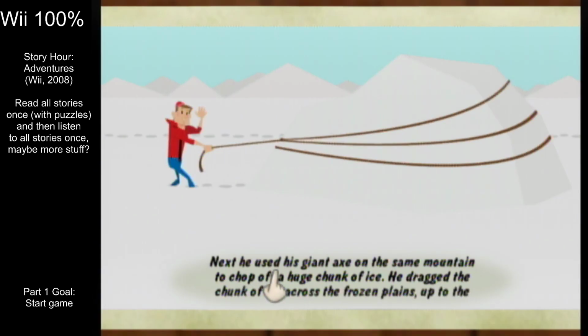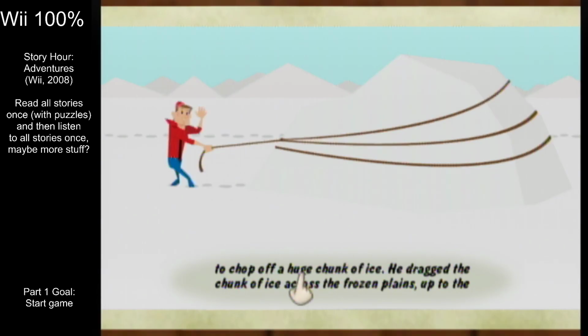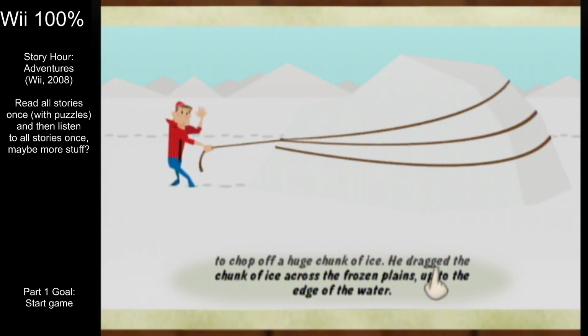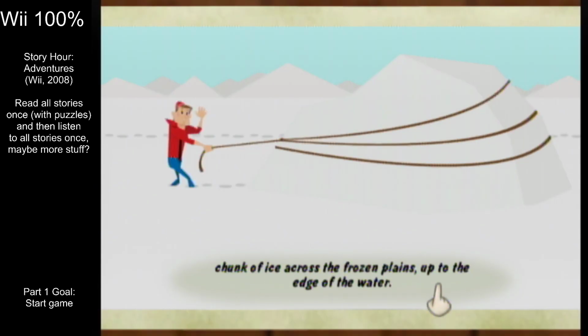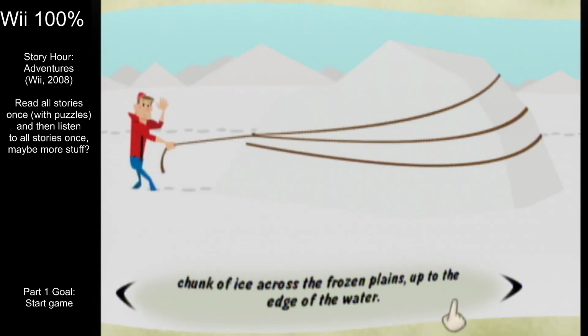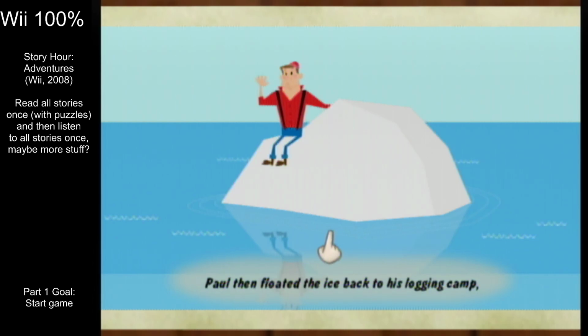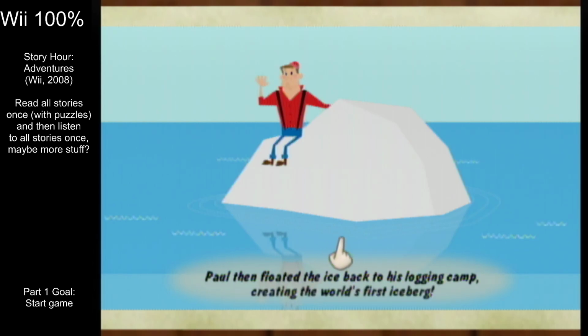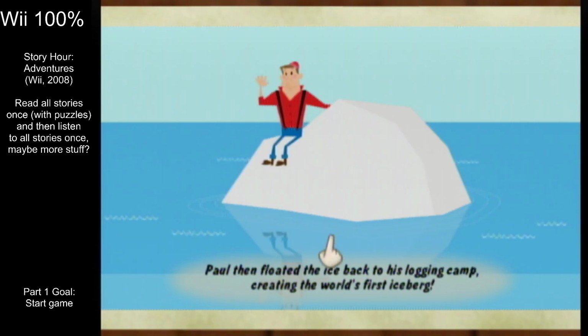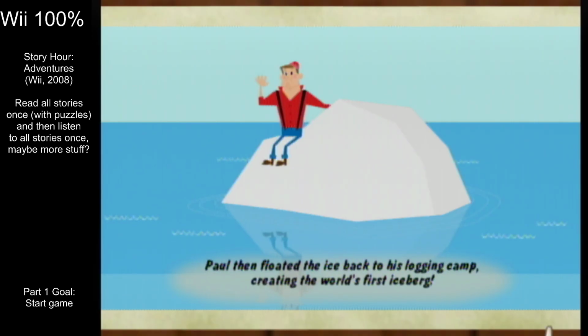Next, he used his giant axe on the same mountain to chop off a huge chunk of ice. He dragged the chunk of ice across the frozen plains up to the edge of the water. Paul then floated the ice back to his logging camp, creating the world's first iceberg. Fuck off. Paul invented global climate change? I don't know.